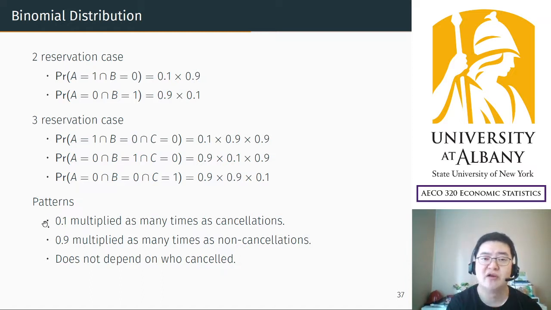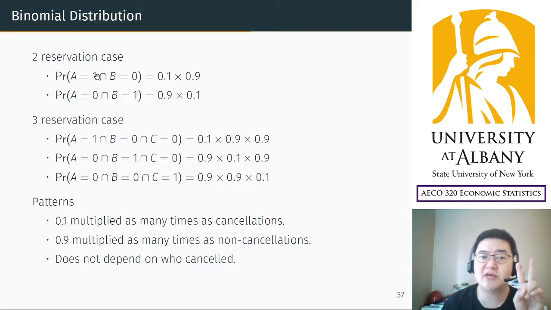Then the pattern we can see here is that in any case, 0.1 is the probability of cancellation, and 0.1 is multiplied as many times as cancellations. In all of these examples, we assumed cancellation happens once. Only one of the reservations is canceled, so 0.1 is multiplied only once in all cases. And then 0.9 captures the probability of non-cancellations, so 0.9 should be multiplied as many times as non-cancellations.